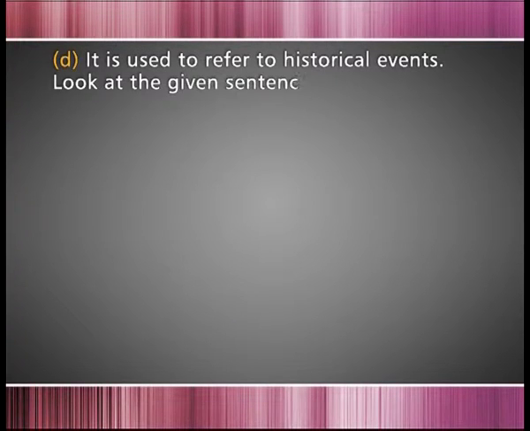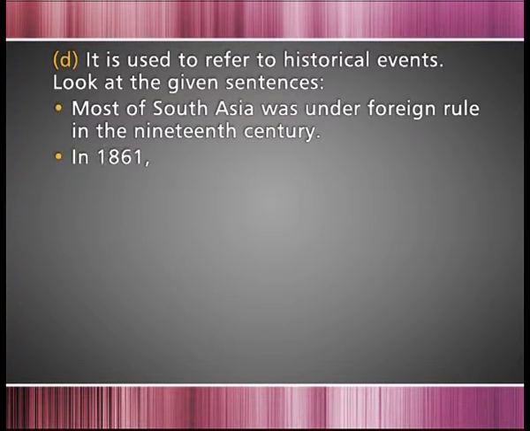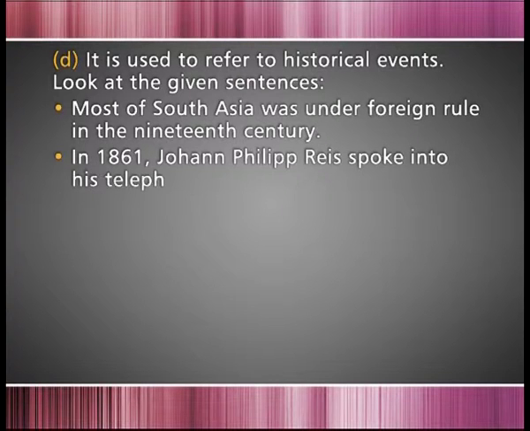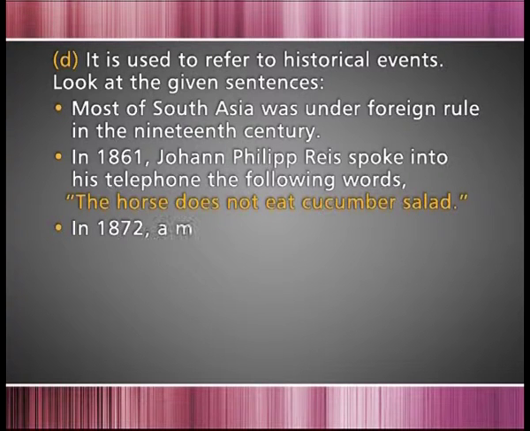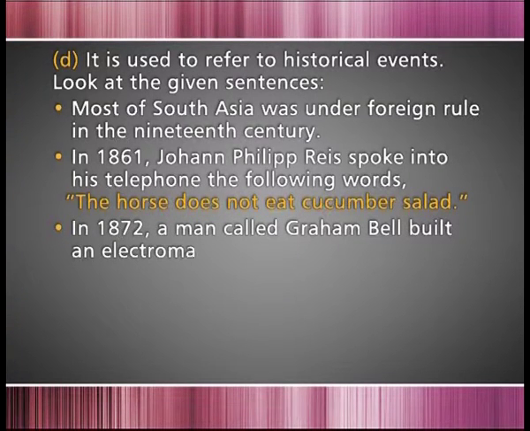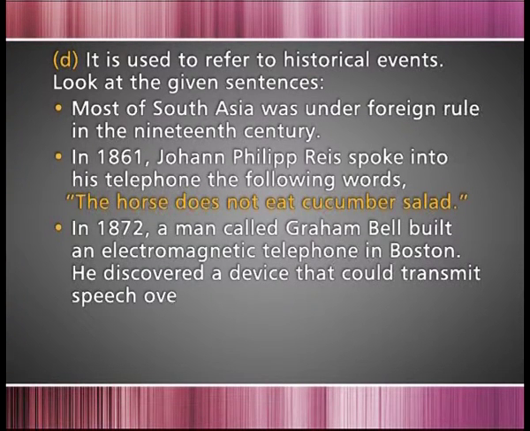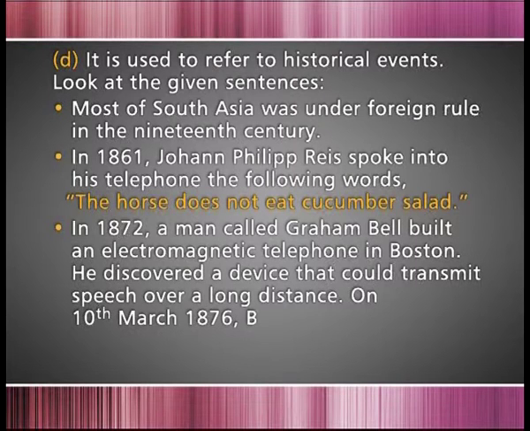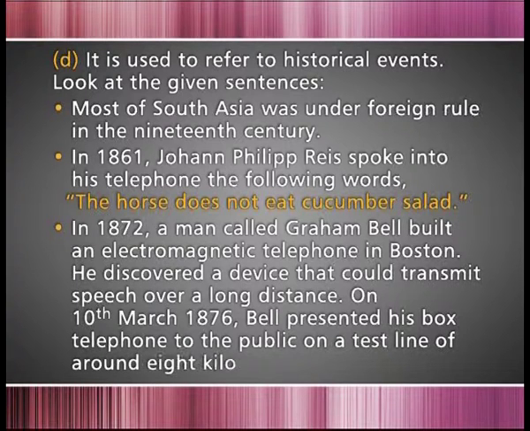D. It is used to refer to historical events. Look at the given sentences. Most of South Asia was under foreign rule in the 19th century. In 1861, Johann Philipp Reis spoke into his telephone the following words: "The horse does not eat cucumber salad." In 1872, a man called Graham Bell built an electromagnetic telephone in Boston. He discovered a device that could transmit speech over a long distance. On 10th March 1876, Bell presented his box telephone to the public on a test line of around 8 kilometers.